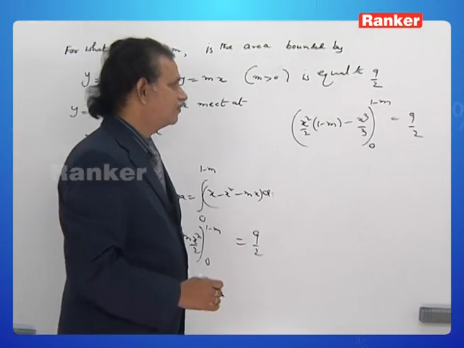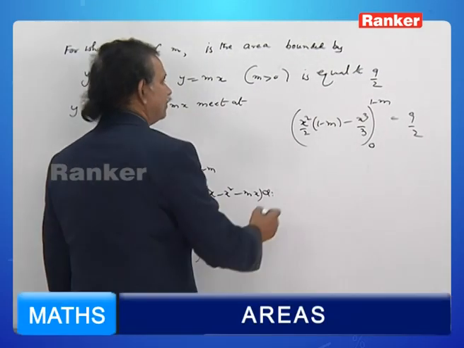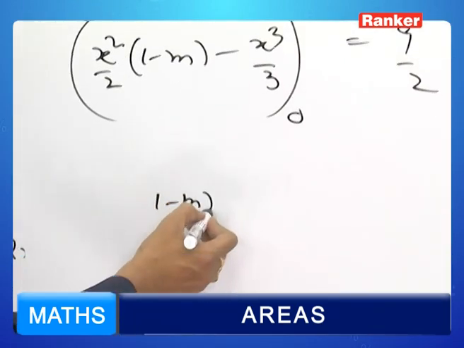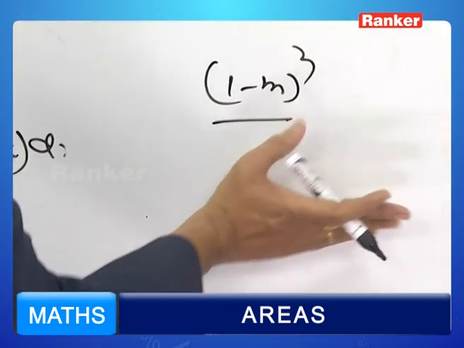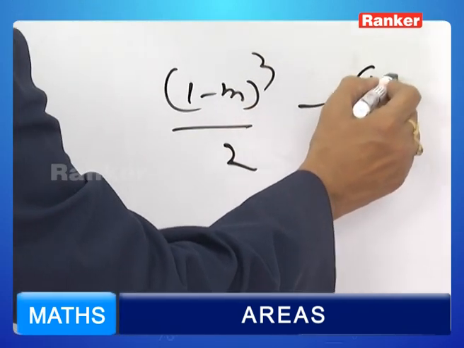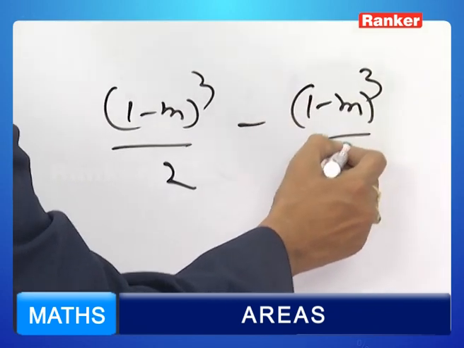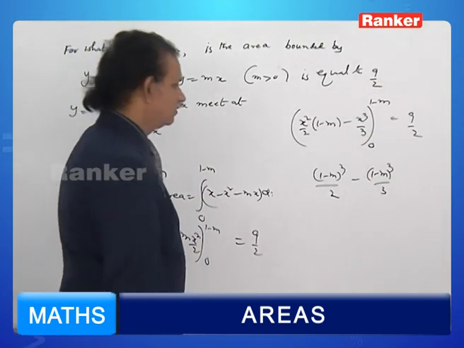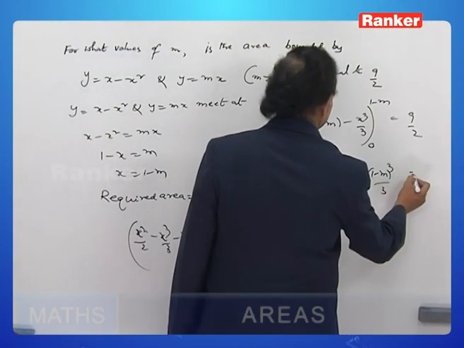First of all, substitute 1 minus m. What happens? 1 minus m whole square into 1 minus m, that is 1 minus m whole cube by 2, minus 1 minus m whole cube by 3. And if you put x equal to 0, everything will be 0. So, this is equal to 9 by 2.